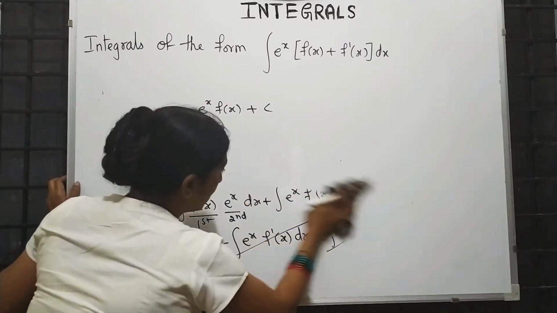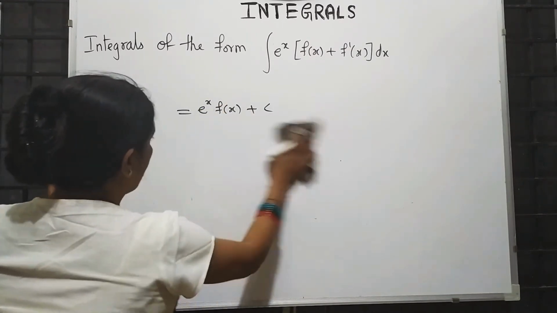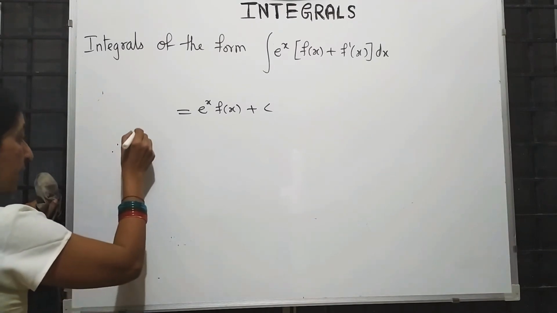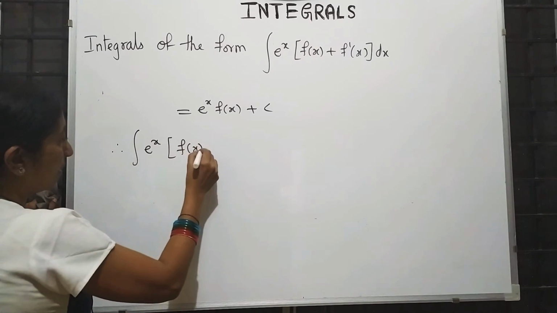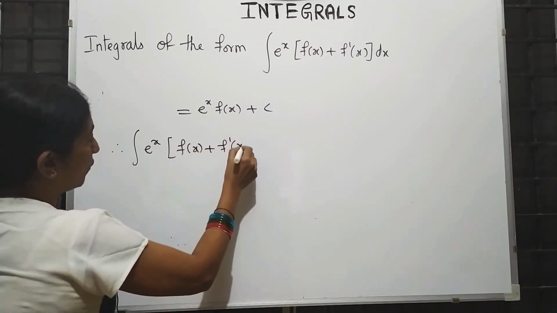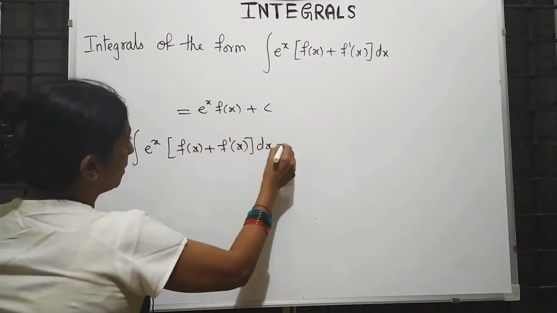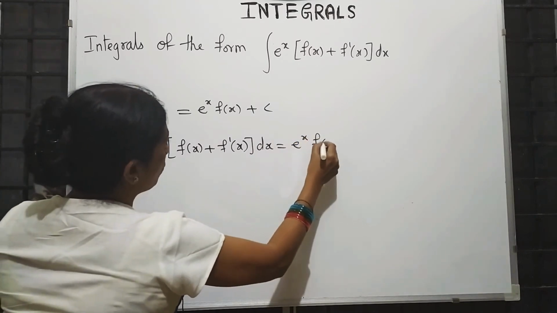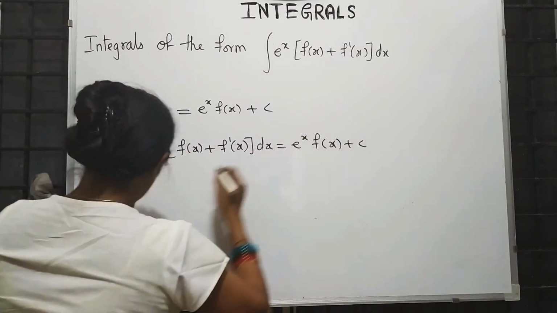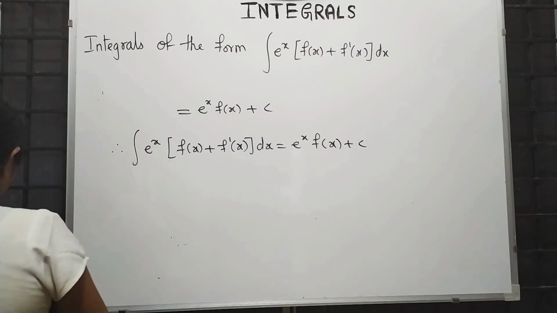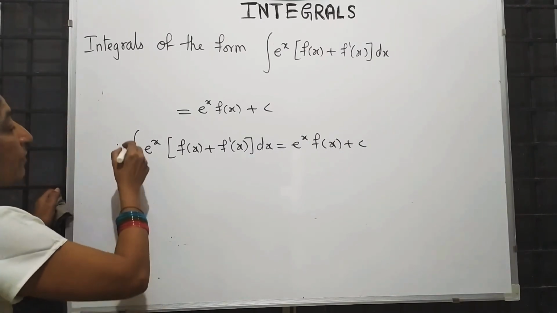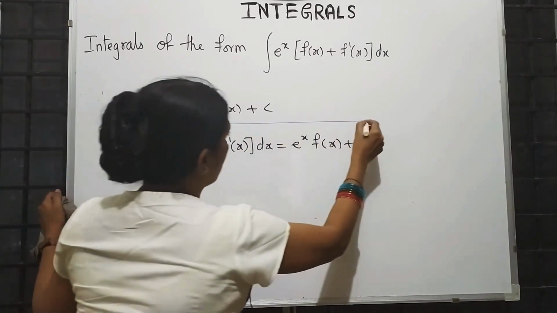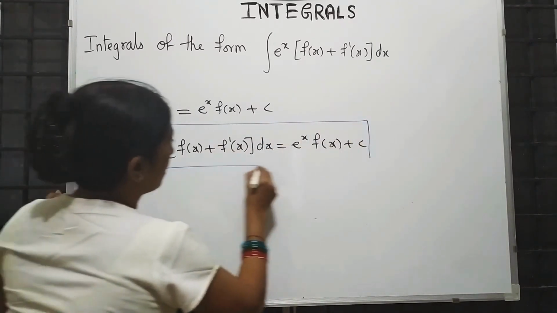So, what is the formula then? Therefore, integration of e raised to x in the bracket f of x plus f dash of x dx is equal to e raised to x f of x plus c. Suppose I explain this formula with the help of an example, then it will be very easy for you. Yes, students? Yes.